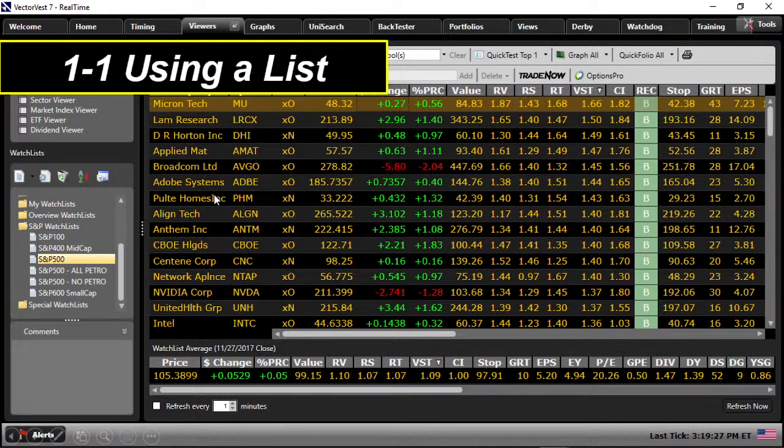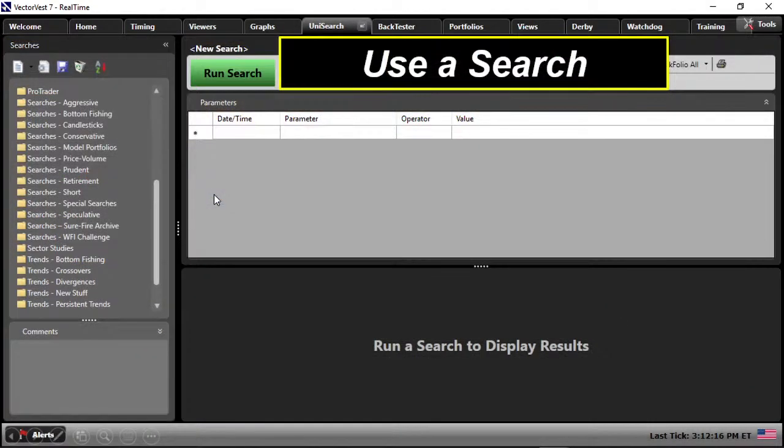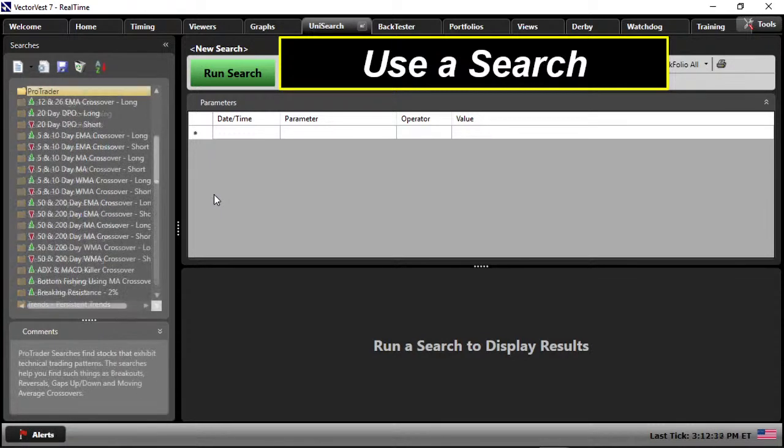No, move to the next one. Does Lam Research have a stochastics crossover today? No, move on to the next one. And you have to kind of go through the charts one by one. My preferred method is to use a scan. This is going to help you tremendously get to where you want to get to.